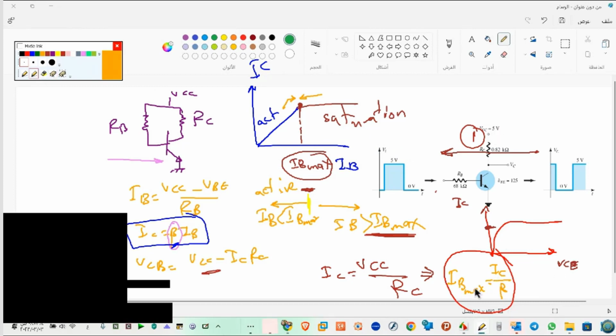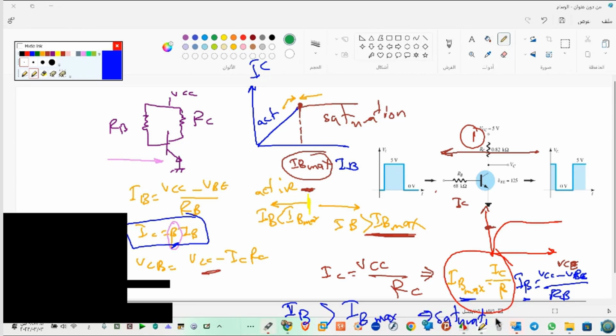Continue. I calculate IB max. Now I will calculate IB. IB here is VCC minus VCE over RB from the input. Good. Now I will compare IB with IB max. If I need IB bigger than IB max, then we are working in saturation.